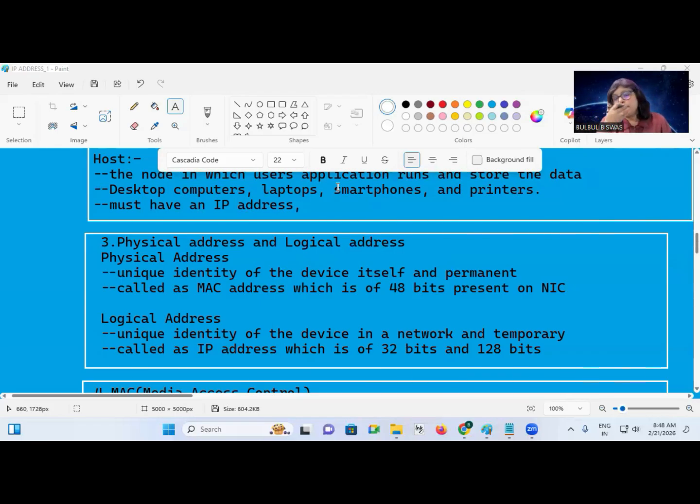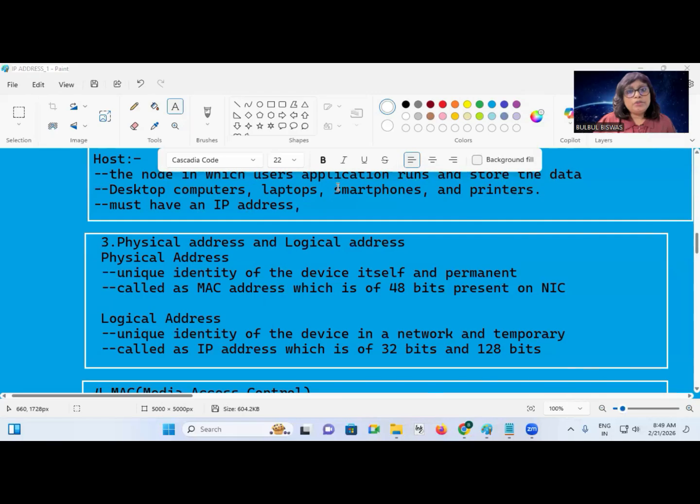Is it clear, everyone? So in the networking world, whenever a device wants to take part in networking, that device must have a physical address. That physical address in networking we call the MAC address, media access control, which is 48-bit. And when this device becomes a member of a team, that is a network, the device has to take one membership number. That is nothing but my IP address.